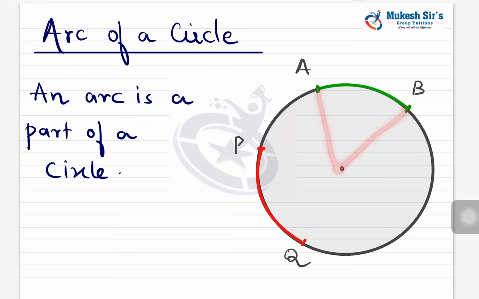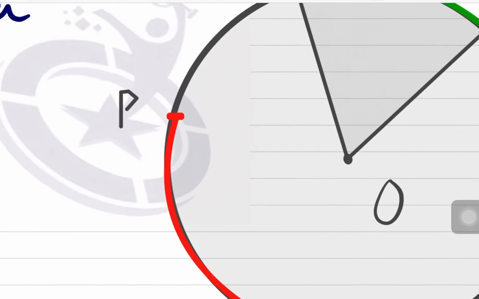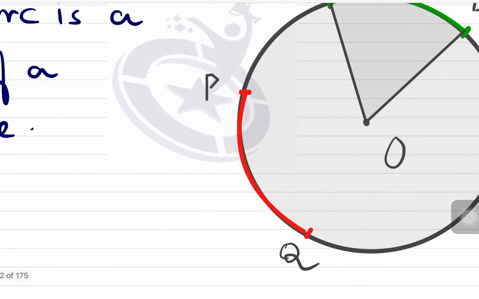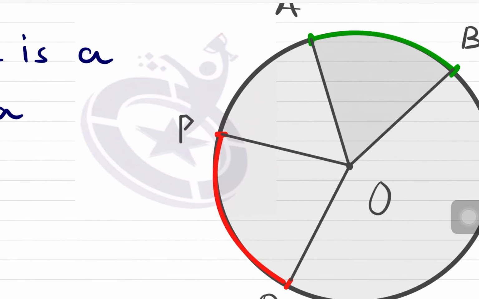ये center है, isn't it? So here the center of the circle is O, suppose. Then this angle is called the central angle. The measure of the green arc is equal to the measure of angle AOB. The measure of the red arc is equal to the measure of angle POQ. So the measure of an arc is always equal to the measure of its corresponding central angle.